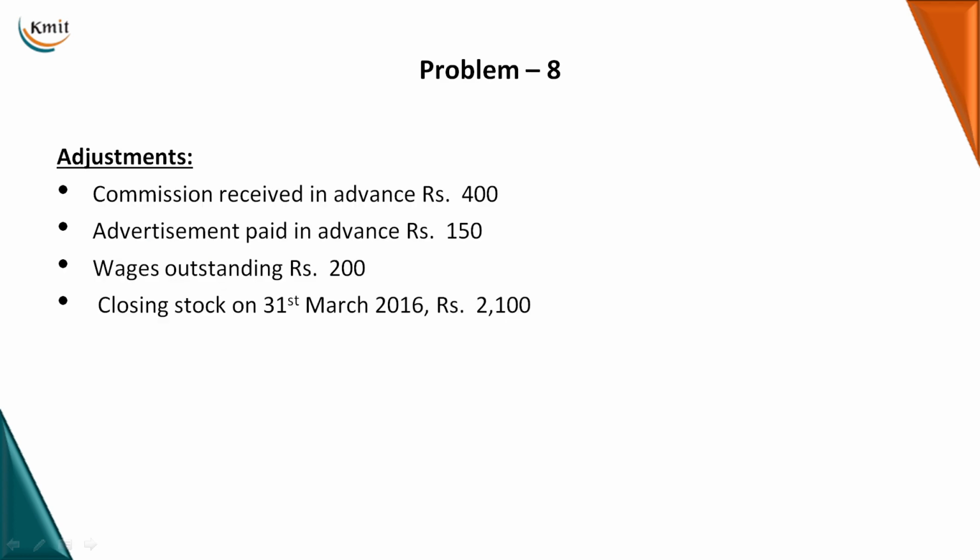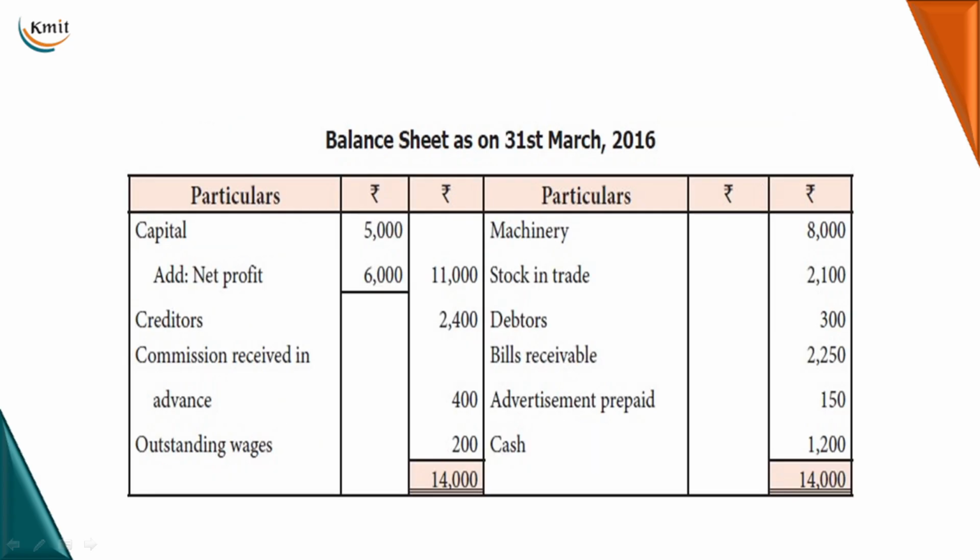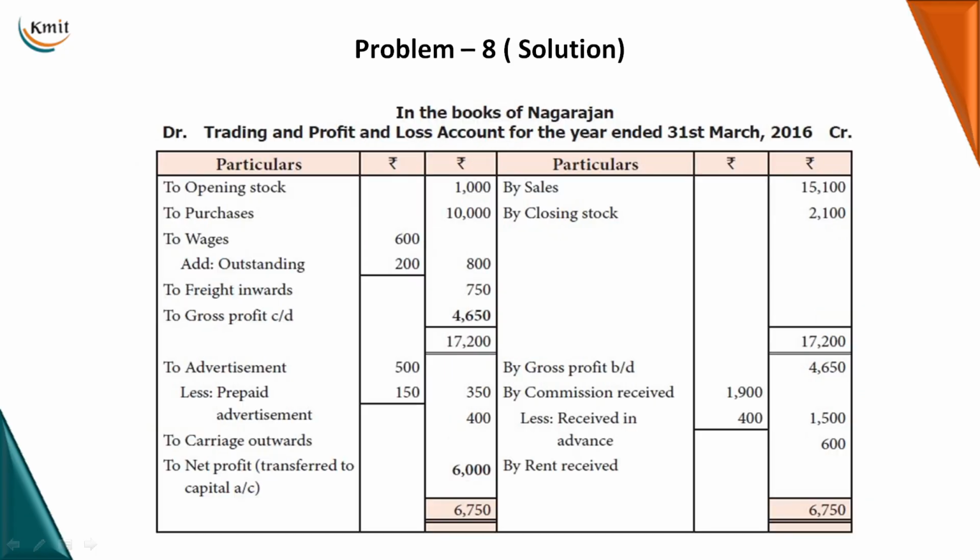So, these are the adjustments for you to make. Commission received in advance is 400, advertisement paid in advance is 150, wages outstanding is 200, closing stock is 2100. Straight away I'll show you how the adjustments are being done.